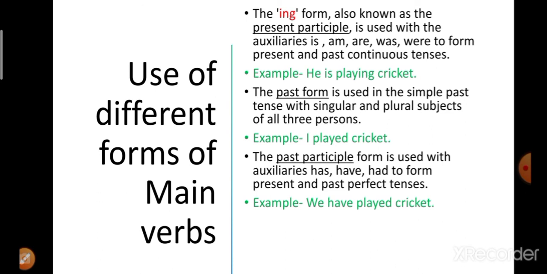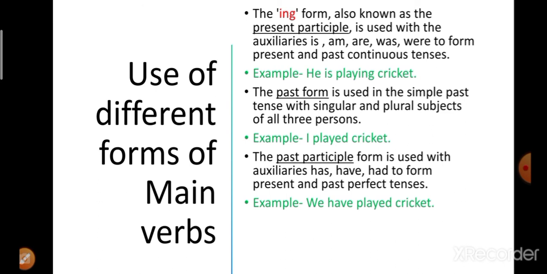Before this we saw an example, he plays cricket, but to convert it into present continuous tense we are using the auxiliary is, as well as with the verb play we use ing as a suffix and it is converted into present continuous tense. Similarly, the past form is used in the simple past tense with singular and plural subjects of all three persons. The point says the past form is used in the simple past tense with singular and plural subjects of all three persons.